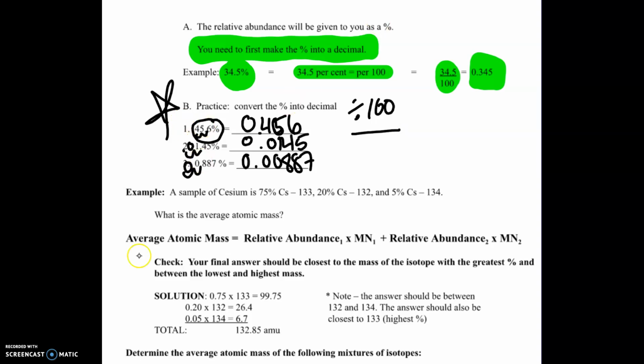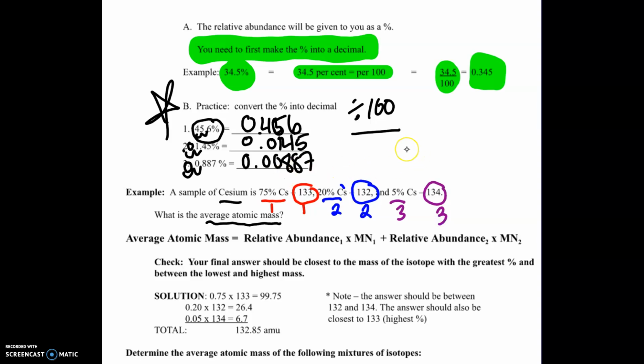Now that we have that out of the way, let's look at our first example. We're going to be determining what the average atomic mass of cesium is. So here's the data we have. I'm going to try and color code it for you here. 75% is cesium-133. So this is abundance 1, and this is mass 1. 20% is cesium-132. That's abundance 2, that's mass 2. And then 5% is cesium-134. That's abundance 3 and mass 3.